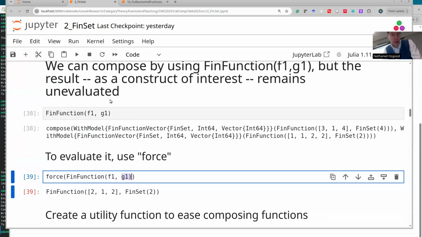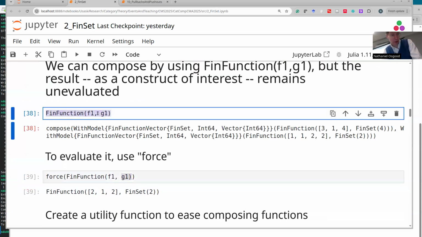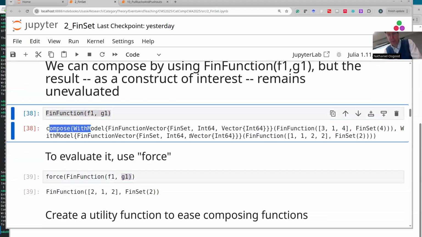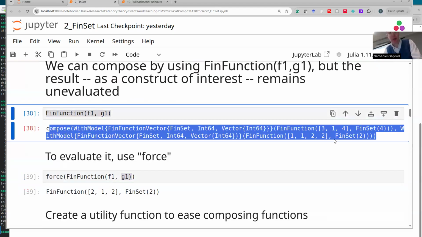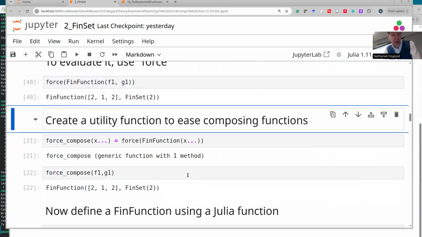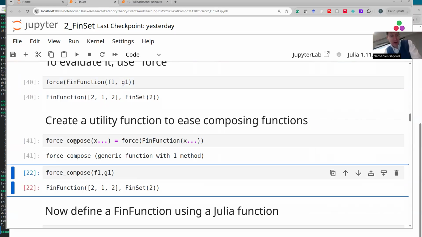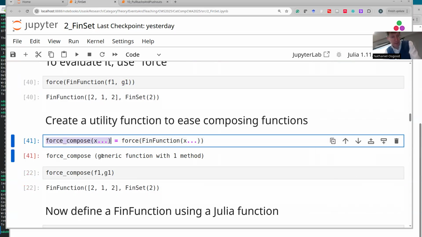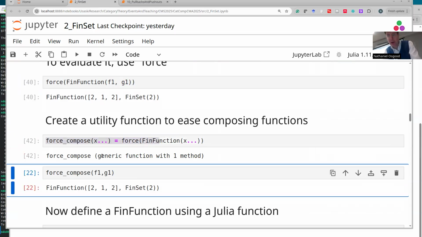So in other words, when you say just compose these two, it'll say, well, their composition is their composition. If we want to know what is the result of that as a mapping, we can say force, and I'm going to do this so commonly, I'm going to define a function to do it. And we can say force compose here.